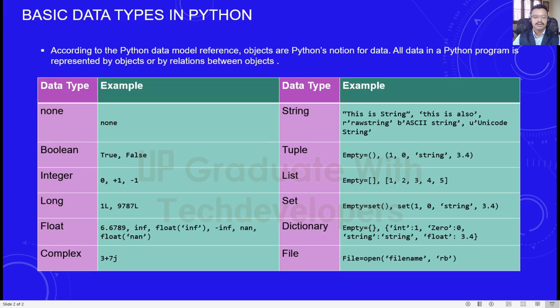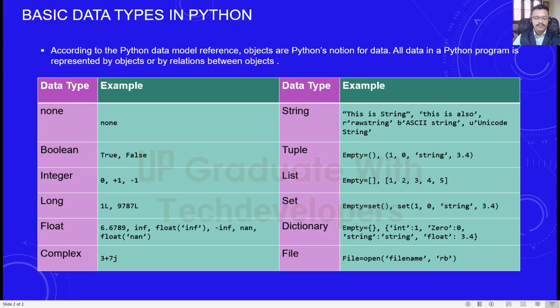Next we have an integer. So 0, +1, -1, these are examples of an integer. Next we have long. So long will be represented by using the capital L letter. If we have a very long number in our data, it will be represented using the capital L letter.